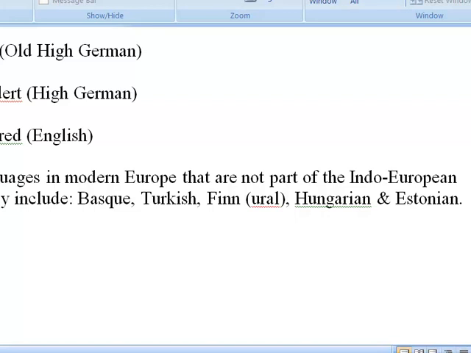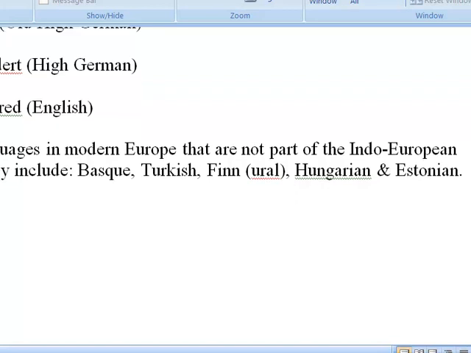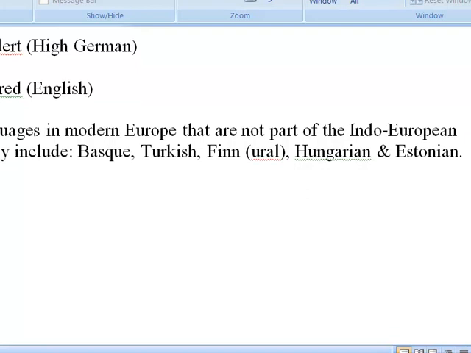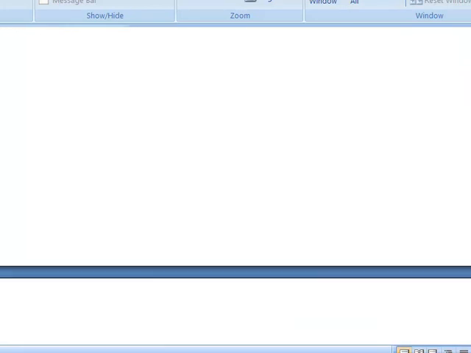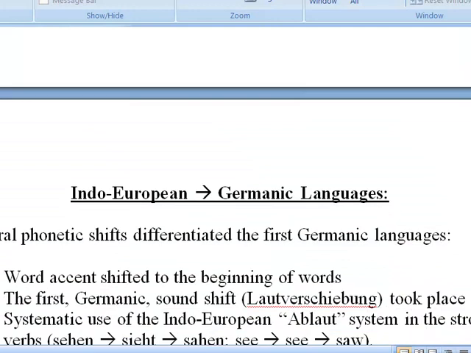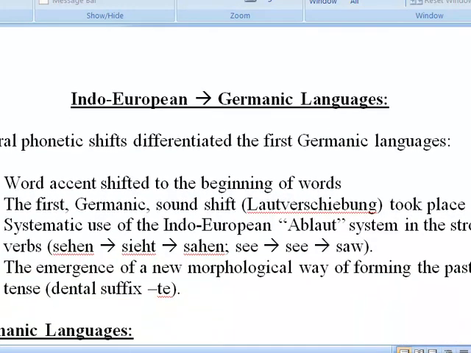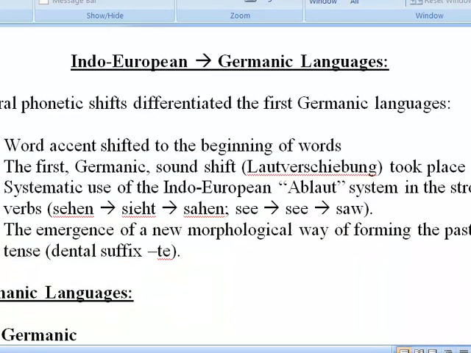And so the question I want to ask first in the development of our languages is, how did we get from Indo-European, in this kind of philological creation, to Germanic languages? In order to do that, there are several phonetic shifts that had to take place to differentiate the Germanic languages. Probably one of the most important ones is that the word accent shifted to the beginning of words.